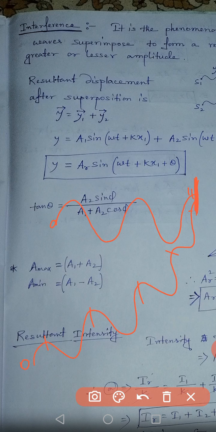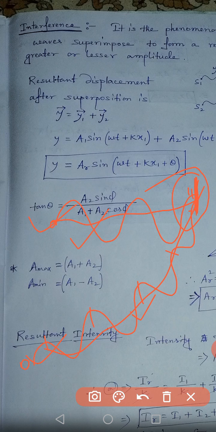But why does this phase difference come into action? Because both waves are not moving an equal distance. This is moving less distance, this is moving more distance. In other words, since these two waves have some path difference, because one travels more distance and the other less, due to this path difference only we get a phase difference here.